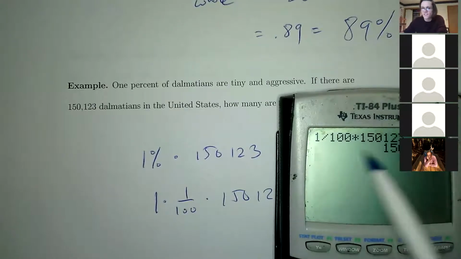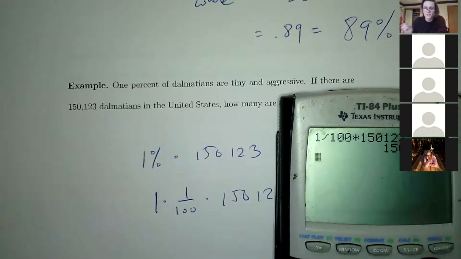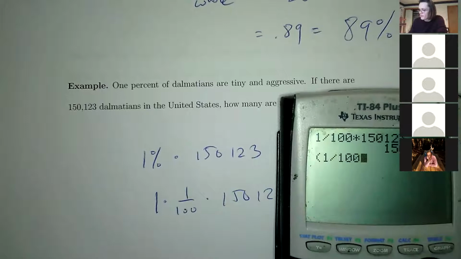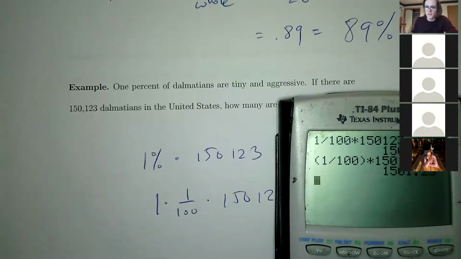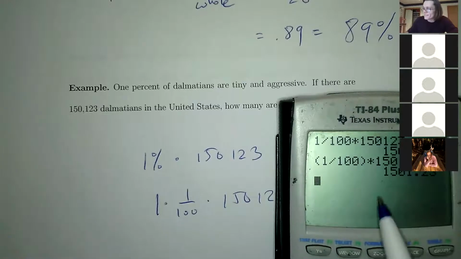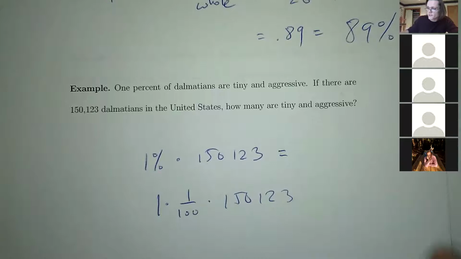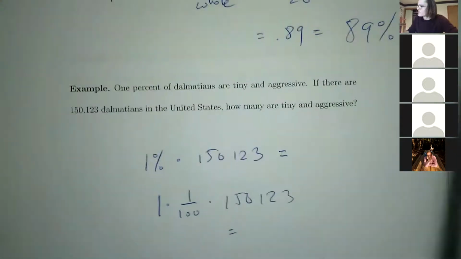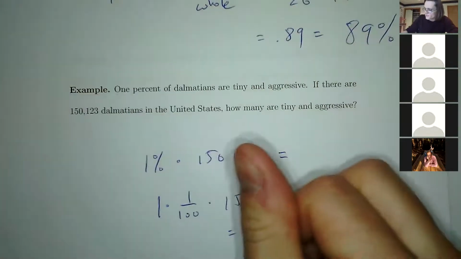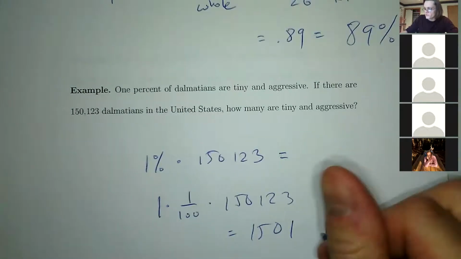This is not really a clear statement. It did the right thing, but you wouldn't be certain of that depending on the calculator. So I always like to do parentheses 1 over 100 and then times 150,123. Just be careful with these small things about calculators. In any case, I get about 1,501 Dalmatians that are tiny and aggressive.